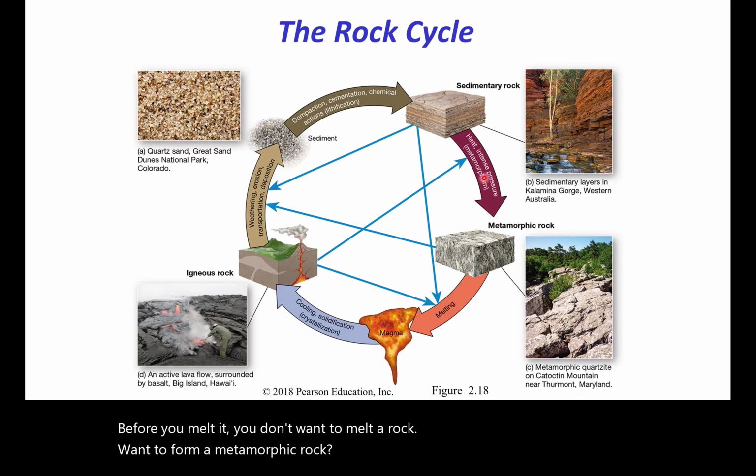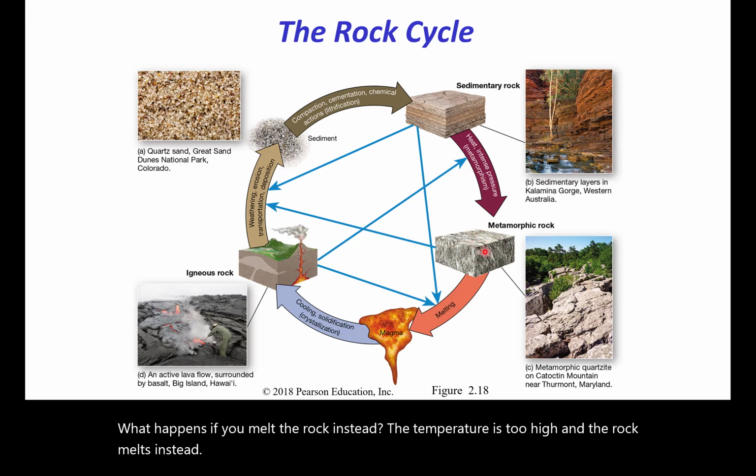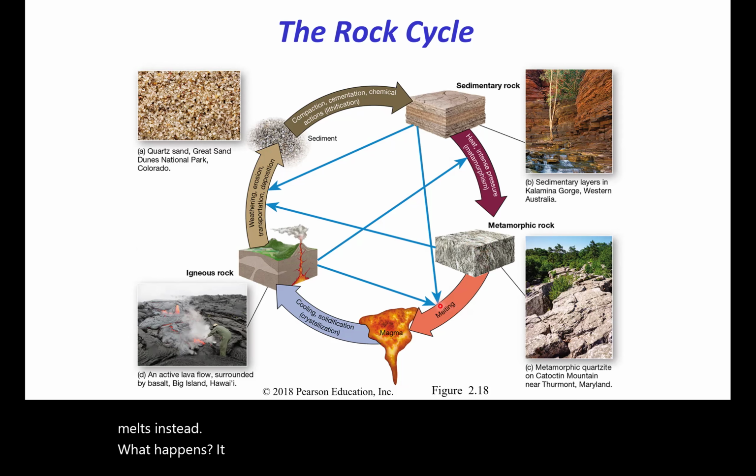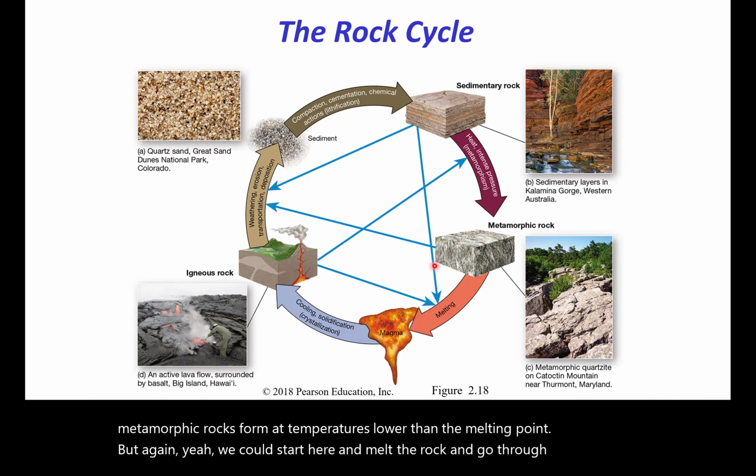What happens if you melt the rock instead? The temperature is too high and the rock melts instead. What happens? It becomes an igneous rock. If you melt any rock, metamorphic too, it becomes an igneous rock. So metamorphic rocks form at temperatures lower than the melting point. But again, we could start here and melt the rock and go through the whole cycle all over again.